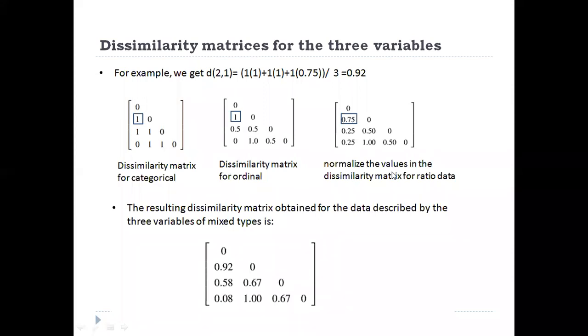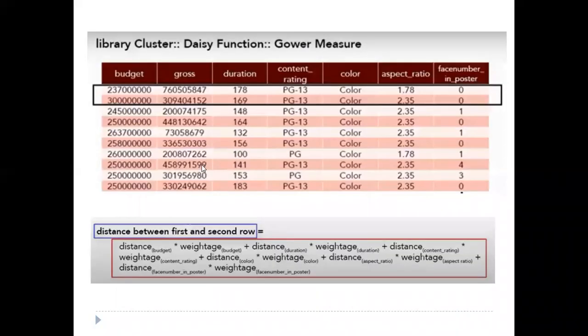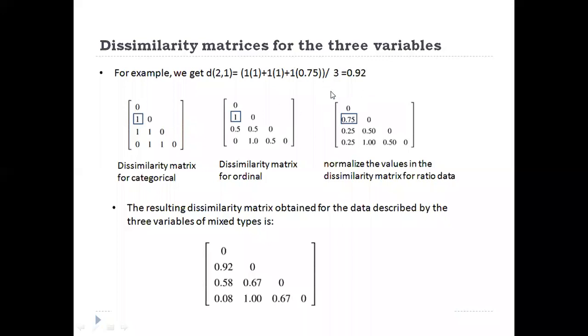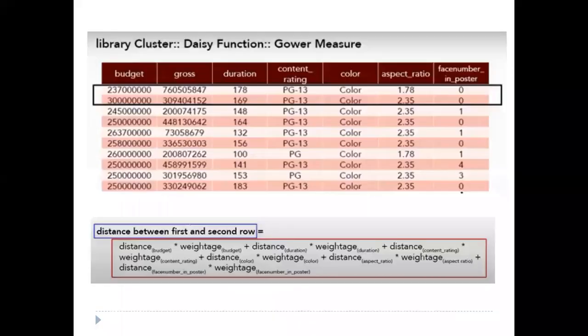Here I'm assigning equal weightage, and then I'm computing the average. That's how you calculate the distance between variables with different data types. I have some other example here.